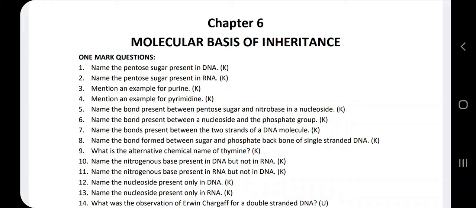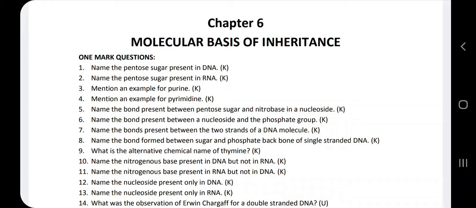The purine and pyrimidine together are called nitrogen bases. The nitrogen base, phosphate group and the pentose sugar, all these three together are going to form a nucleotide. Okay, so among these nitrogen bases, there are two purines and two pyrimidines.